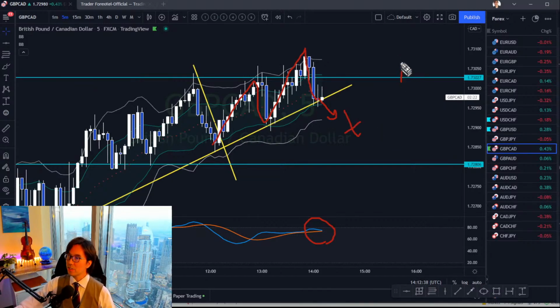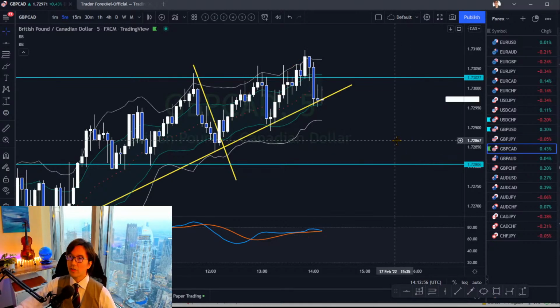So this is my entry. I bought here at 1.7302, and my stop loss is currently placed at the 1.7280 level. So I'm taking around 24 pips of stop loss.